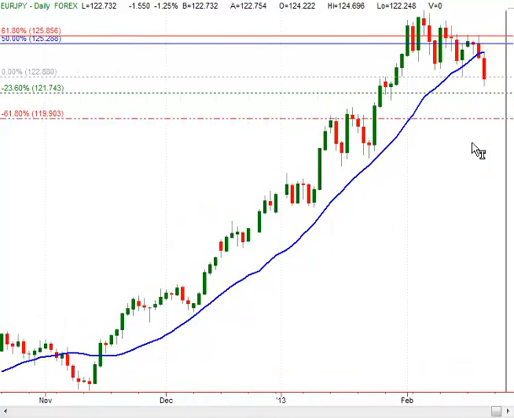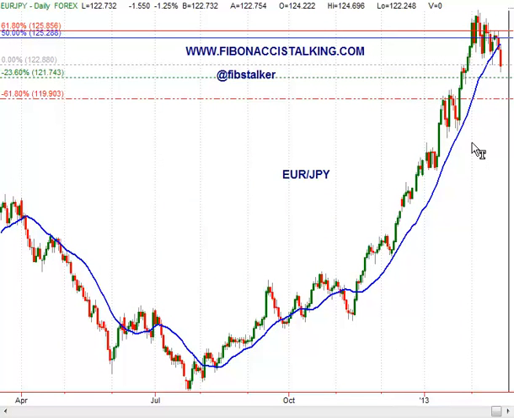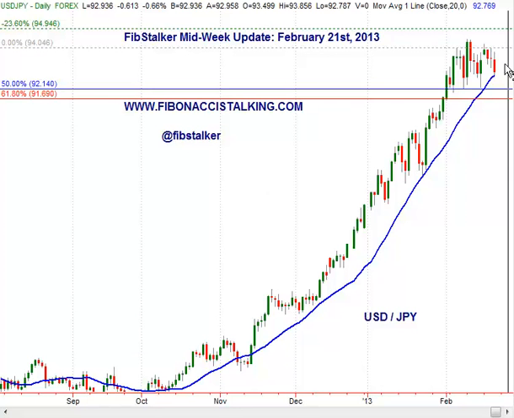The euro is showing weakness in relation to the Japanese yen. So if both currencies are devaluing, are weakening, at the moment the euro is weakening at a faster pace compared to the Japanese yen. This is not true for the US dollar just yet, and will only be true if we move in the US dollar versus Japanese yen below this 91.60.